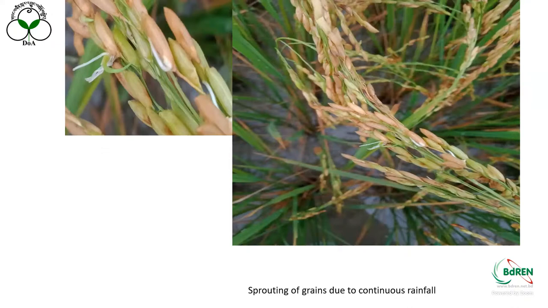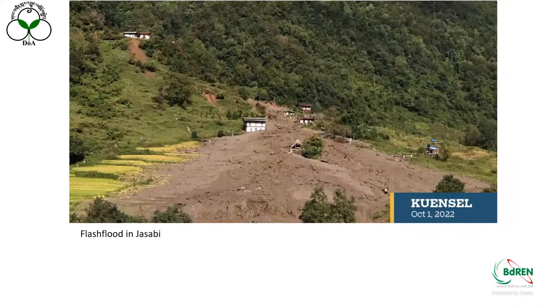And when there is more prolonged rainfall, particularly in the southern belts of the country, the sprouting of the grains has been reported. So it's quite difficult to advise the farmers when such incidences happen as well. And this is one of the impacts of the summer monsoon.